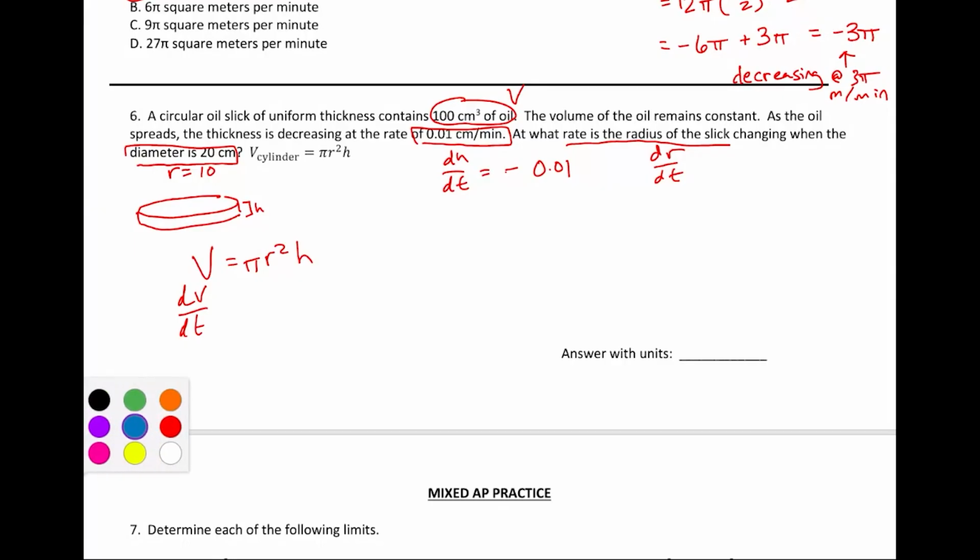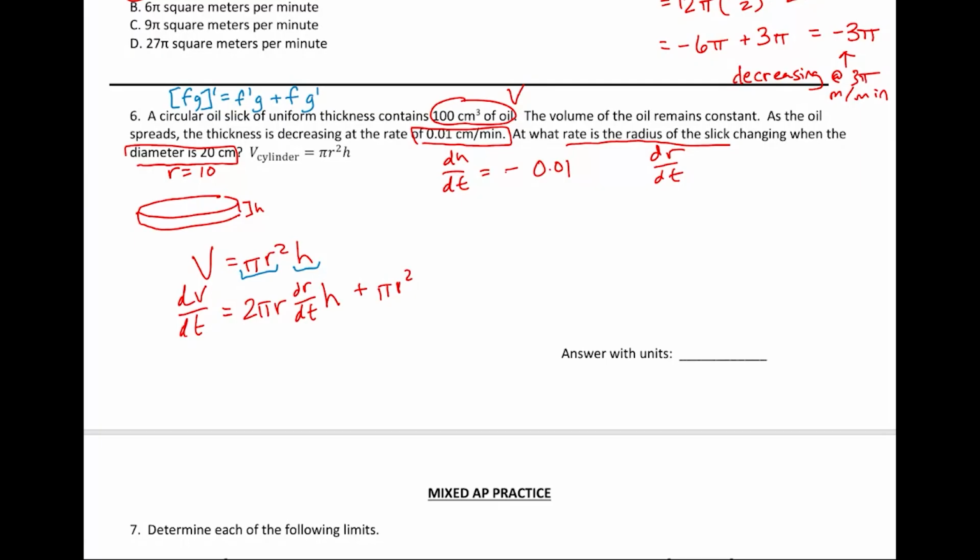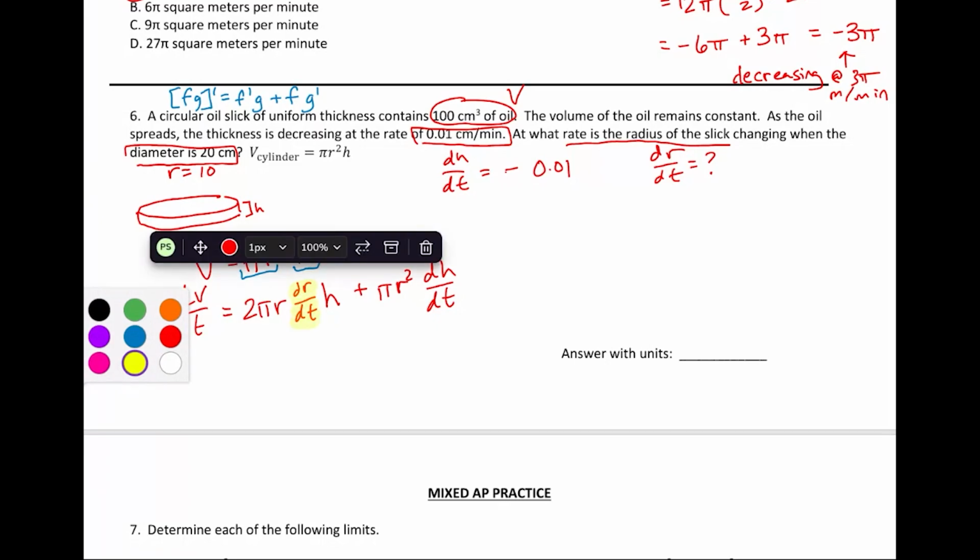Just a little reminder, if we want to find the derivative of a product, we find the derivative of the first function times the second, plus the first function times the derivative of the second. So in this case, the first function being pi r squared and the second function being h. So our f prime here would be 2 pi r times dr/dt, then our g is h, plus the first function, pi r squared, times the derivative of the second, which would be dh/dt. And what we're looking for here is the dr/dt. We're looking for this one. So hopefully we can fill out everything else.